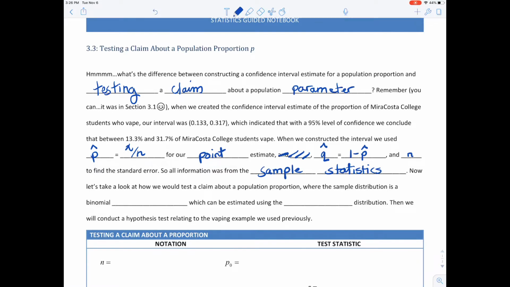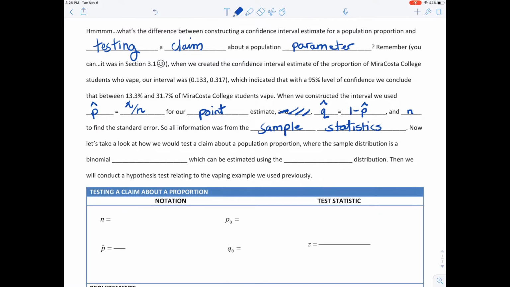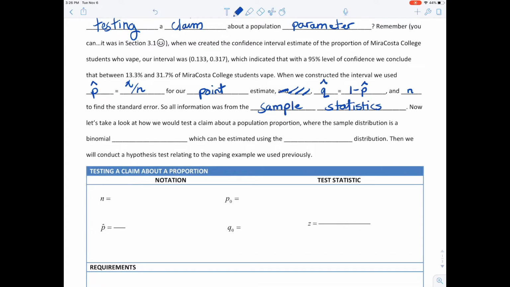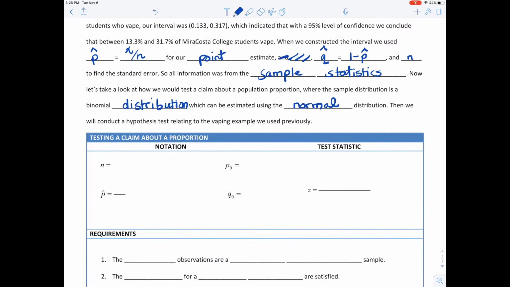Now, let's take a look at how we would test a claim about a population proportion where the sample distribution is a binomial distribution, which can be estimated using the normal distribution. Then, after that, we'll conduct a hypothesis test relating to the vaping example that we used previously.